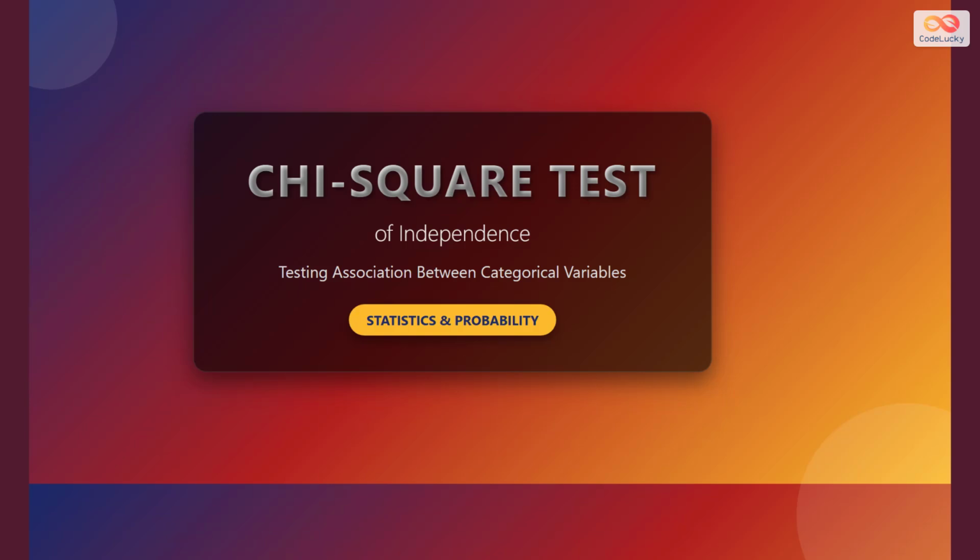Welcome to this tutorial on the chi-square test of independence. In the world of statistics, understanding how different categories relate to each other is crucial. Today, we are going to explore how to test for associations between two categorical variables. This is a fundamental tool for data analysis.